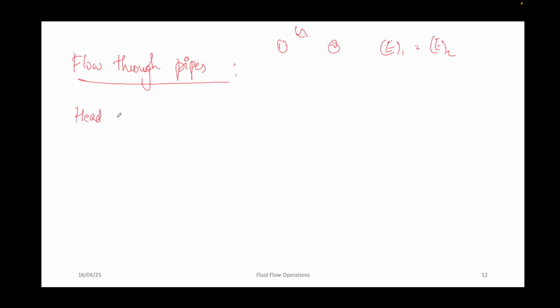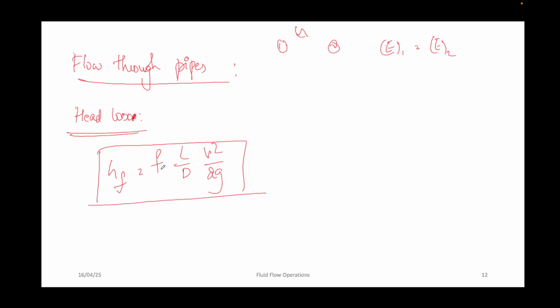So first comes head losses. This is as a result of all the friction in the pipeline. So how do you calculate it? HF is equal to F into L by D into V square by 2G. This is the direct formula. I'm not going into the derivation part. So you just have to directly add this and you'll be able to equate the energies.